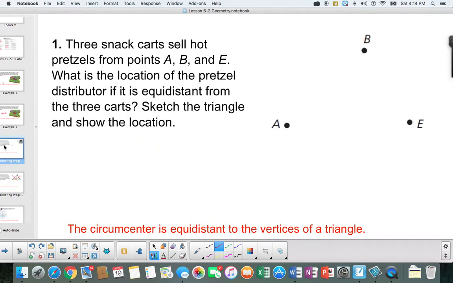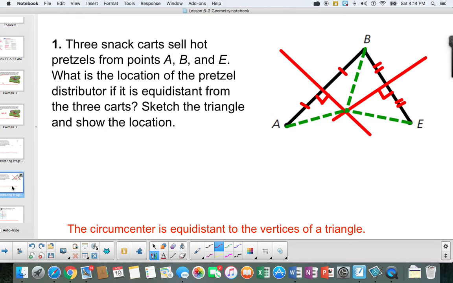Okay, your turn. This time it is going to be three snack carts, and we want to find the location where the pretzel distributor can be equidistant to all three carts. Stop the screencast and see if you can locate it. And here's the answer. We're going to create the two perpendicular bisectors for two sides of the triangle. Where they meet is what we call P. And this point P will now be equidistant to each one of the corners.